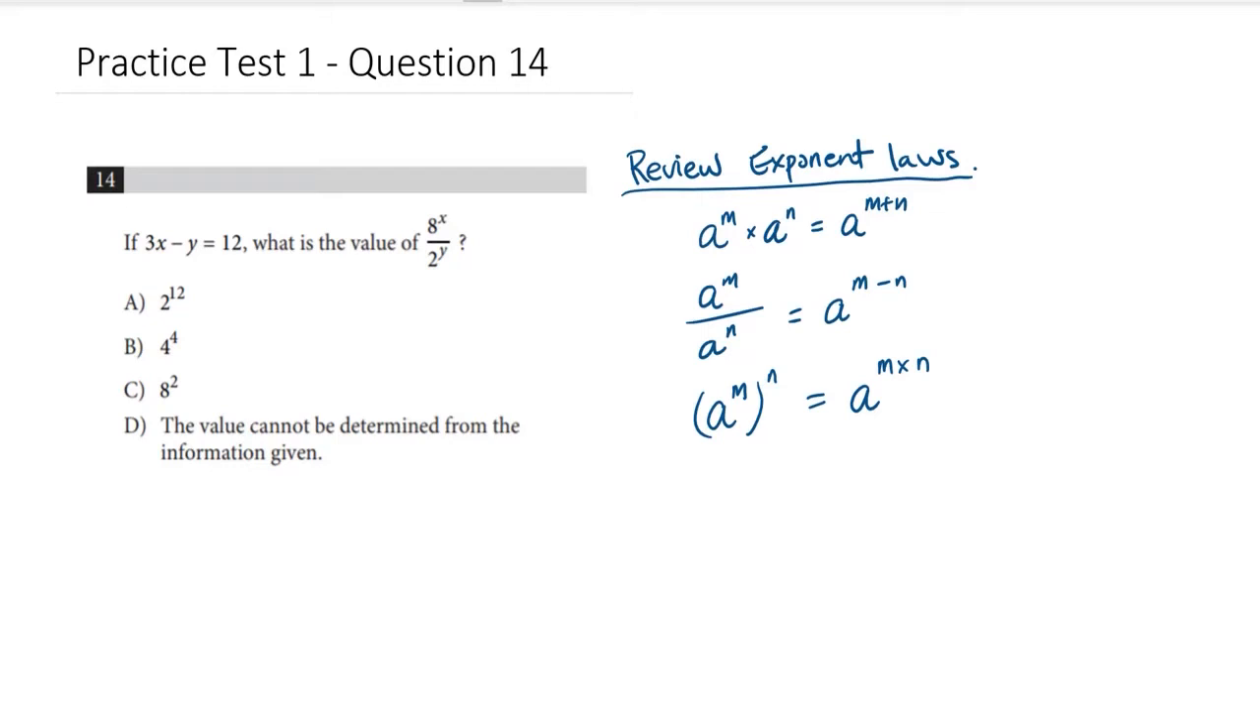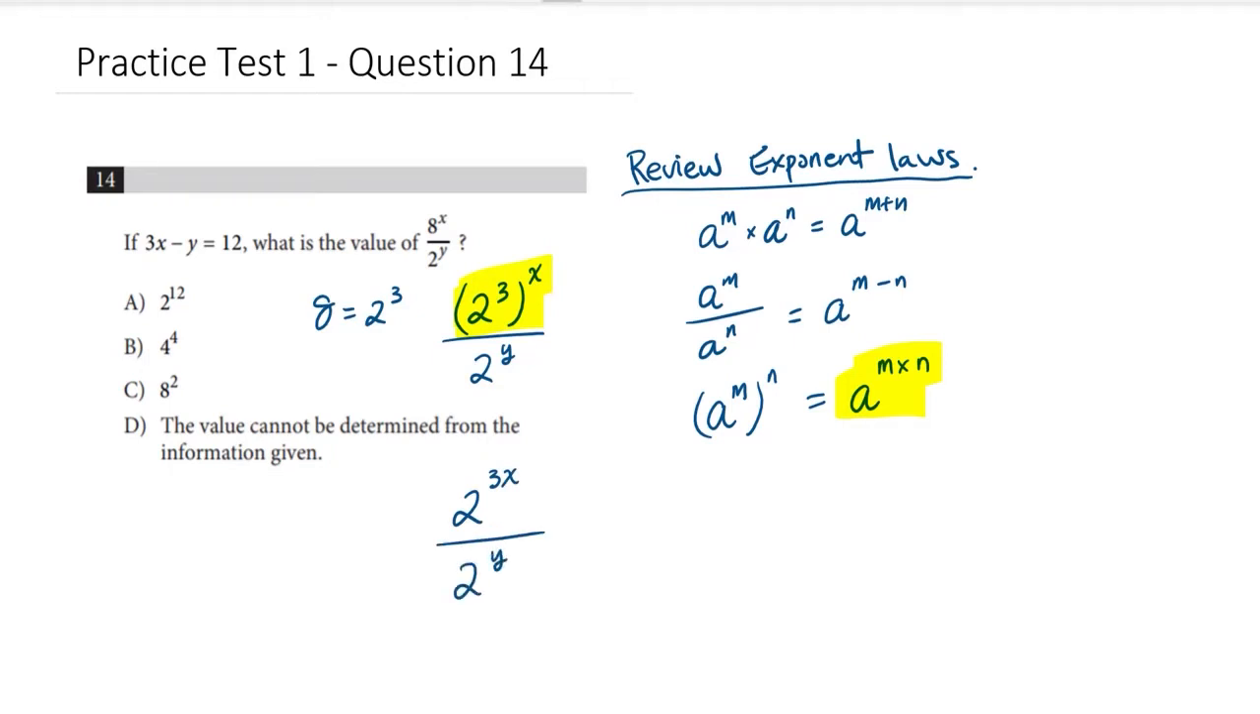So 8 to the power of x can be written with the base of 2. 8 is 2 cubed. So we can rewrite the numerator as 2 cubed to the power of x, and leave the denominator the same, 2 to the power of y. Multiplying the exponents, the numerator will be 2 to the power of 3x, so 3x over 2 to the power of y.